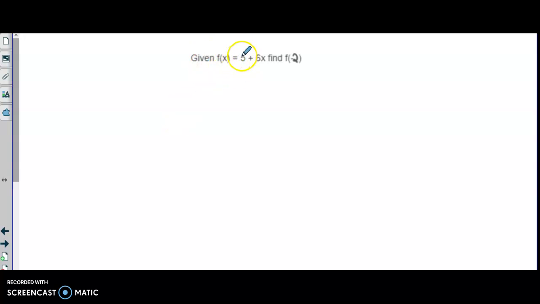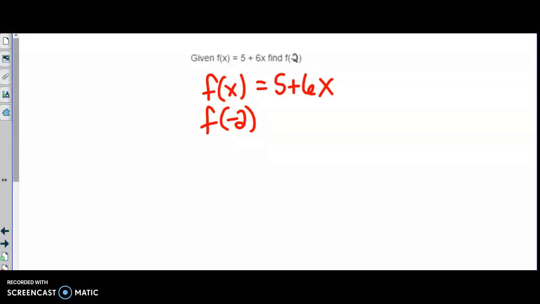Given f of x equals 5 plus 6x, find f of -2. So in other words, see how it's originally written as f of x? If you want to find f of -2, it's just telling you that wherever you see x, you replace it with a -2. And anytime we substitute things in, we always put them in parentheses. So here I see an x, but instead of writing that x, I'm going to put a -2 in parentheses. I'll change that color there so we see where that comes from.